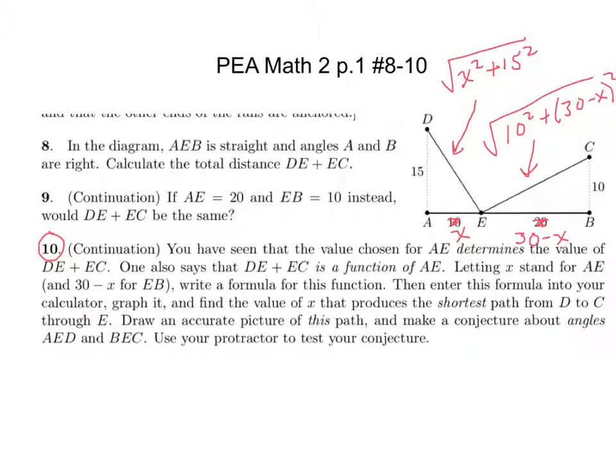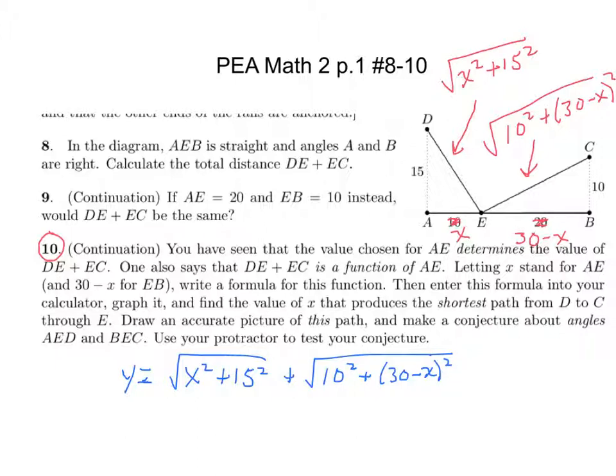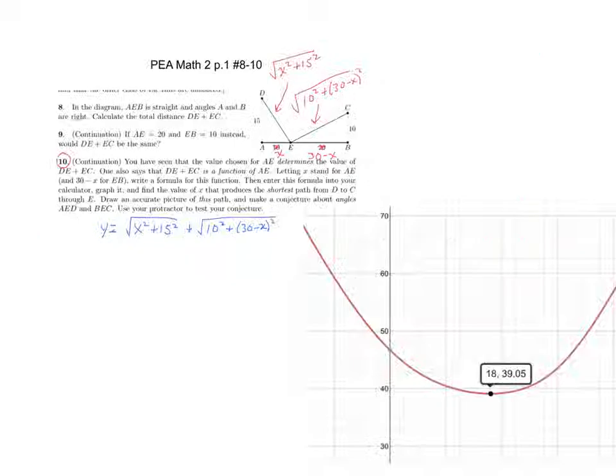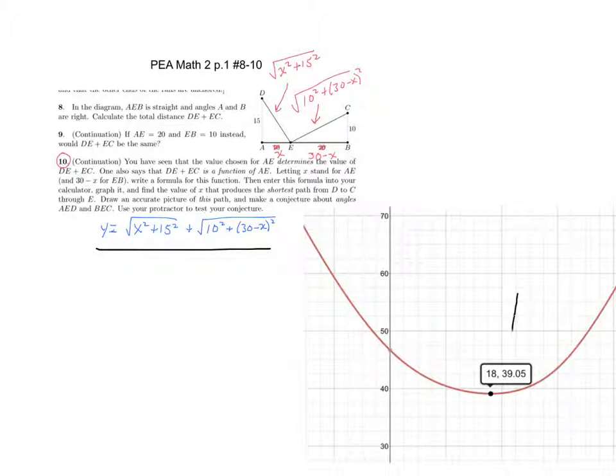So if we add those together, we have a function y equals square root of x squared plus 15 squared plus square root of 10 squared plus 30 minus x quantity squared. And it says to graph it, so let's do that. All right, so I went ahead and used Desmos to graph this equation right here, and it was able to find my minimum value. So there's my min value.